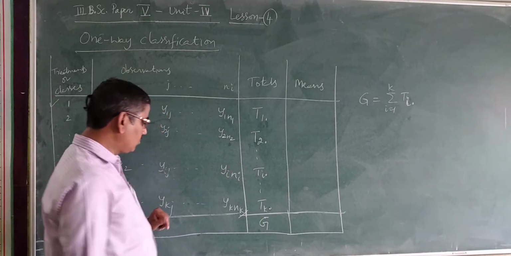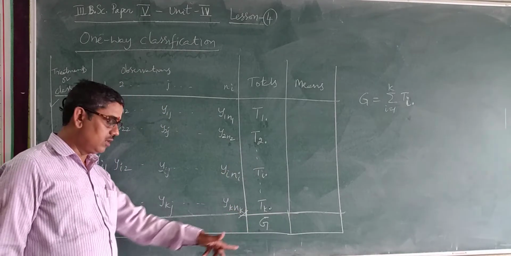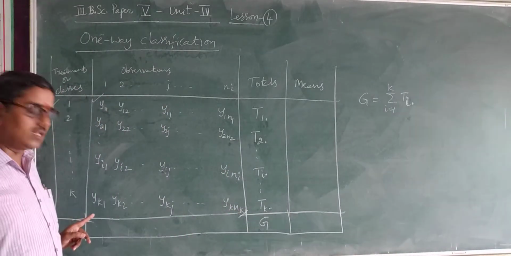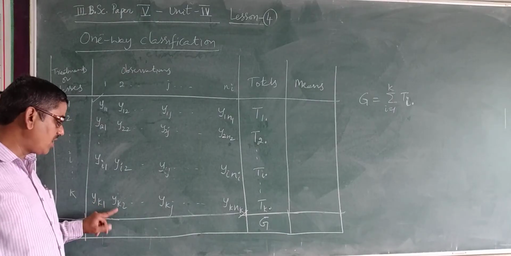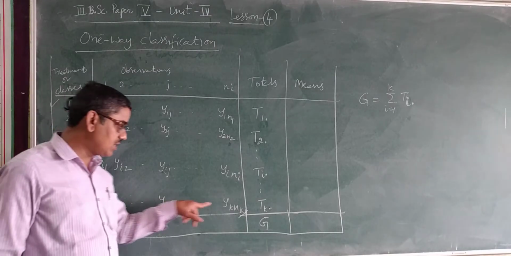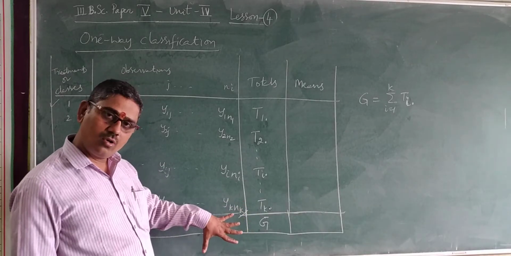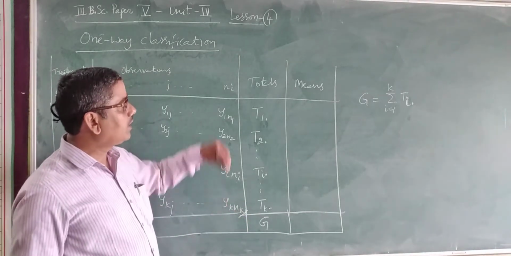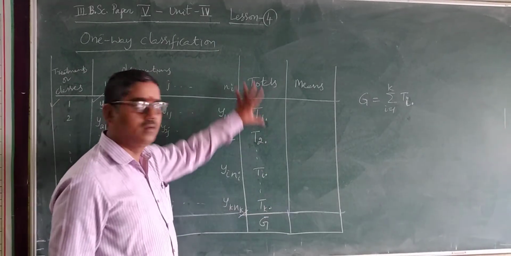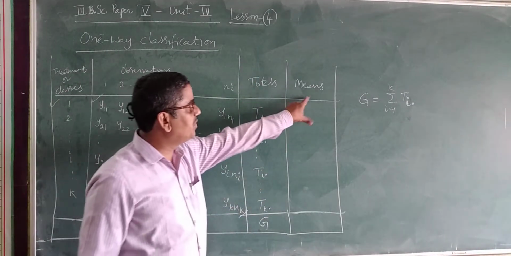Now Tk dot, like that, is all the observations in the kth class: yk1 plus yk2 plus and so on plus ykj plus and so on plus yk and k, which gives Tk dot. Do you understand now? So now I calculate. These are the totals, and this is mean.